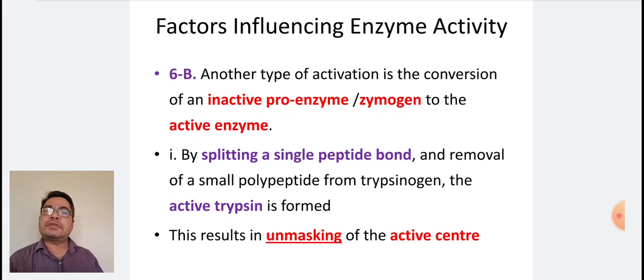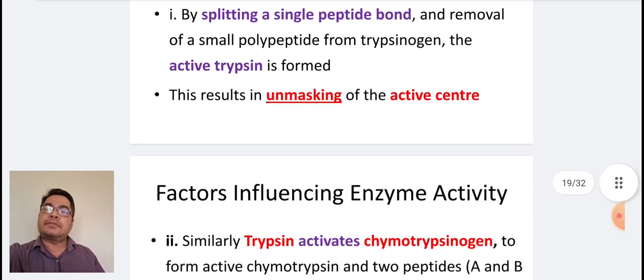Another type of activation is the conversion of an inactive proenzyme or zymogen to the active enzyme by splitting a single peptide bond and removal of a small polypeptide from trypsinogen. The active trypsin is formed. This results in unmasking of the active center.